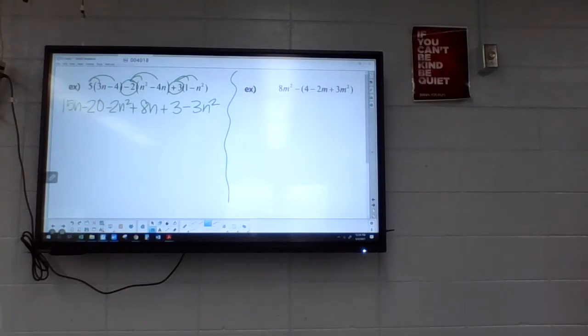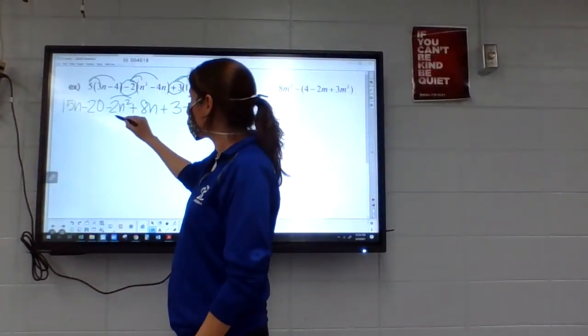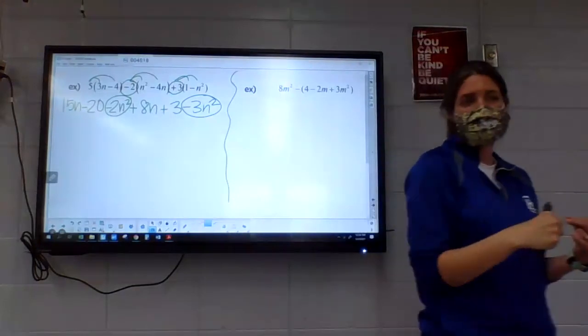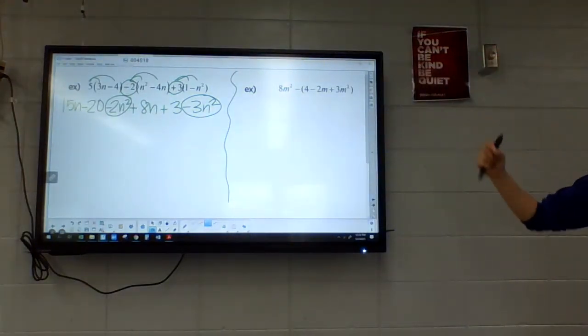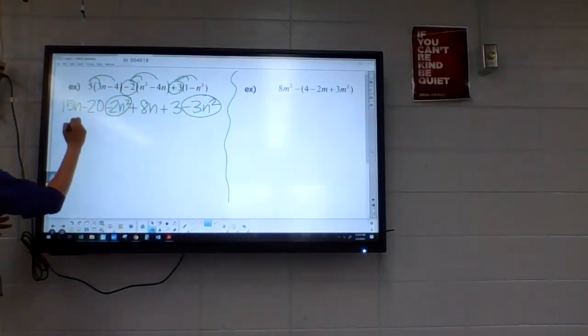But again, I like to go standard form right away. So I'm going to start with the n squareds this time, because that's our highest power. Now careful when you do that. Notice the signs in front of those coefficients. So that's a negative 2 and a negative 3 that's going together. Yeah, and we're adding here, so it's a negative 5n to the second.